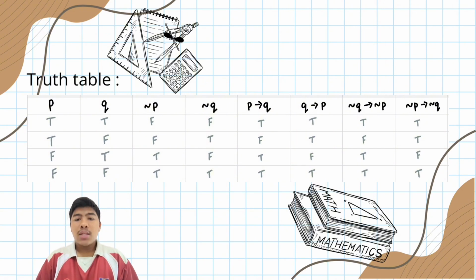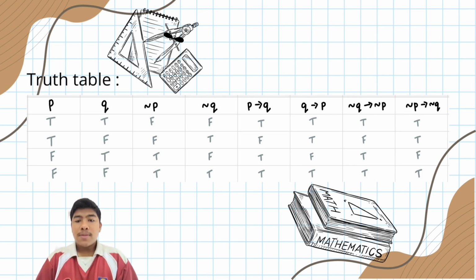Here, we can see the columns for P implies Q, Q implies P, not Q implies not P, and not P implies not Q. By comparing the values, we notice that P implies Q and not Q implies not P have exactly the same truth value in every row. This proves that the contrapositive is logically equivalent to the original implication.